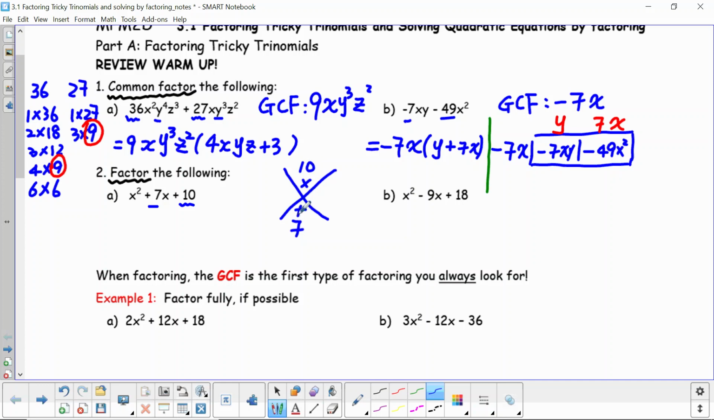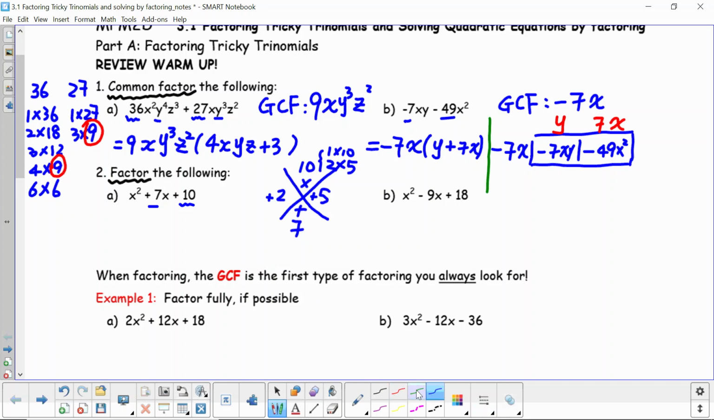Times together 10, add together 7. Always you need to find the factors of 10. So the factors of 10 are 1 times 10, 2 times 5. 3 doesn't work, 4 doesn't work, 5 times 2 is the same as 2 times 5, so you only have 2 different pairs of factors of 10. Of these 2 pairs, we see which one adds together to 7, and it is 2 and 5. So these are the 2 numbers you found from these factors of 10.